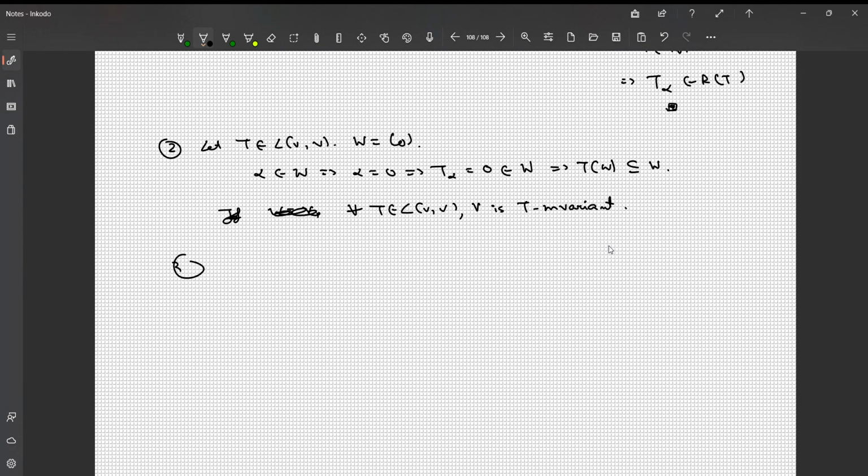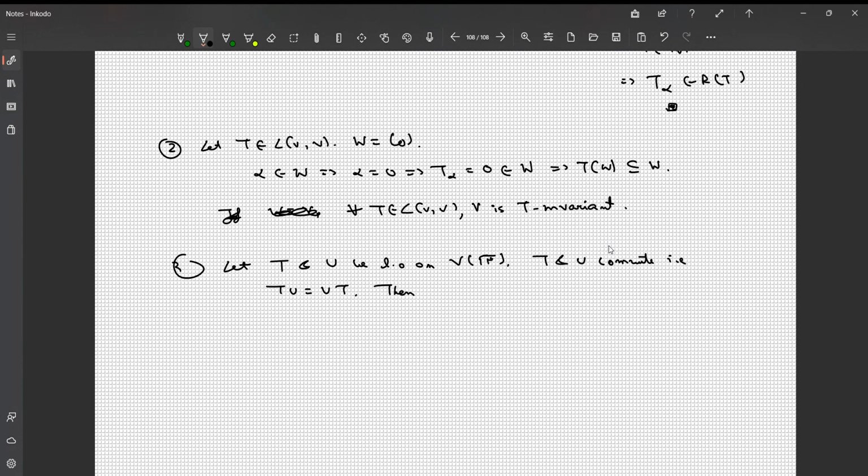Let us take the next example. Okay, so this is a slightly non-trivial example. Let T and U be linear operators on a vector space V over F. T and U commute. That is, TU is equal to UT, and this happens for every element. So we are not mentioning the element exactly. So T of U is equal to U of T. So that's the commutativity of the linear operators T and U.